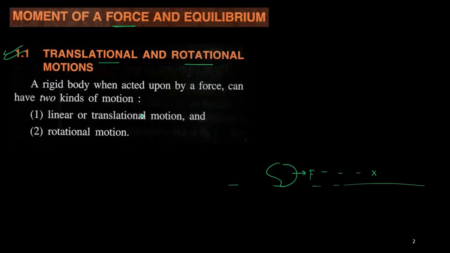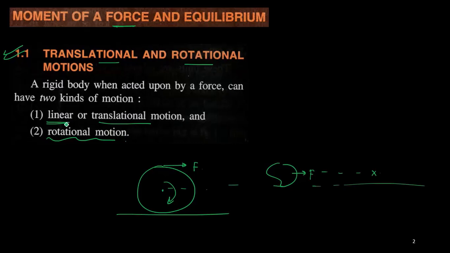If translation is there, then it is linear translational motion. Suppose there is a wheel on which I apply a force in this direction. Because of this force, the wheel will try to rotate in this direction. So there is a possibility that the wheel may translate as well as rotate. The body may be under rotational motion or translational motion depending on the force that I am applying.